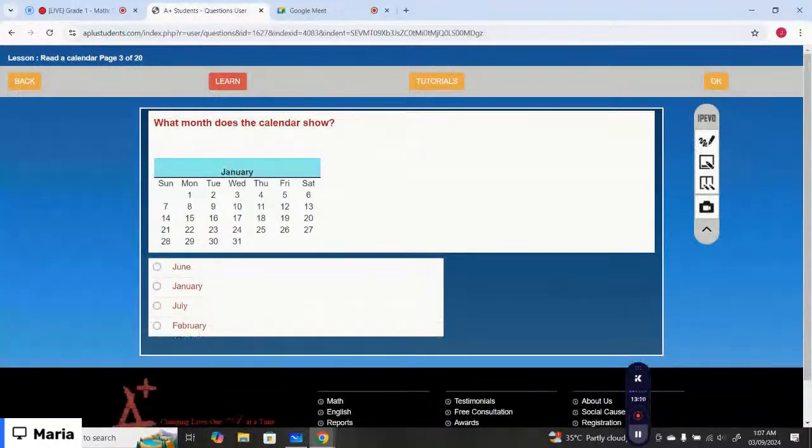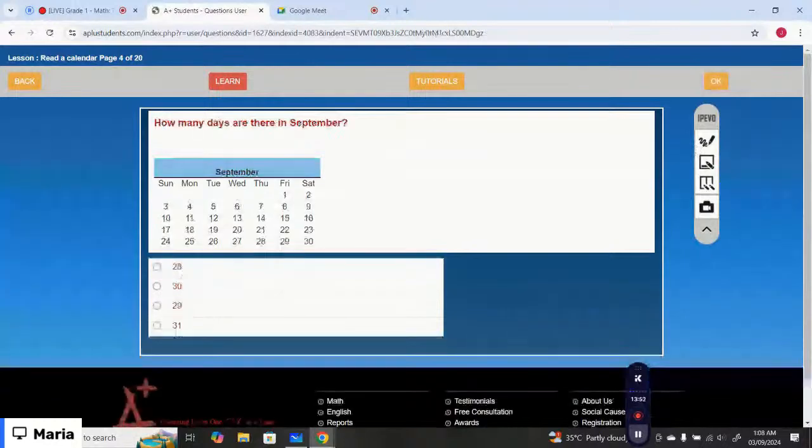What month does the calendar show? So which is the correct option? The correct option is January, right? The first line shows the name of the month. So here is the first line that shows January. So the month is January. Got it?